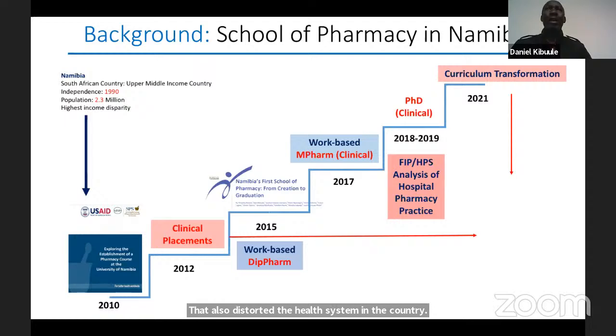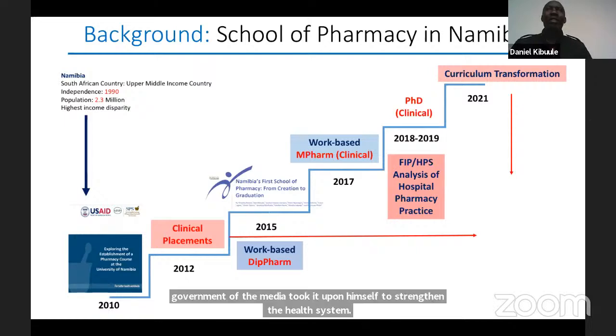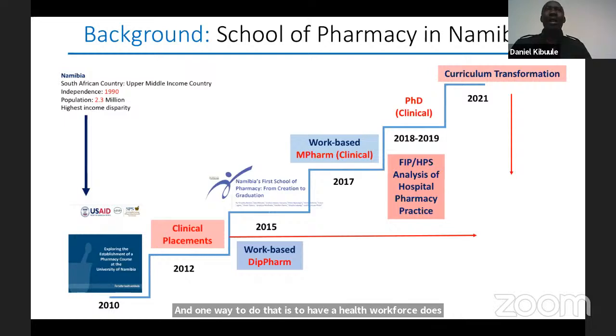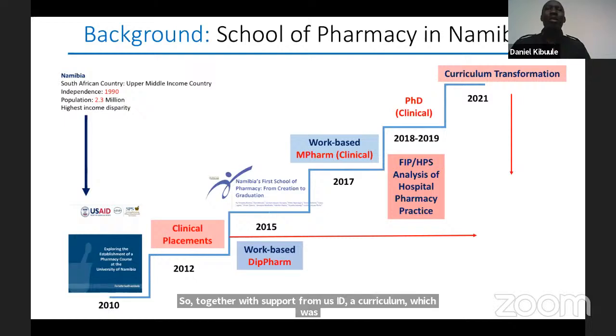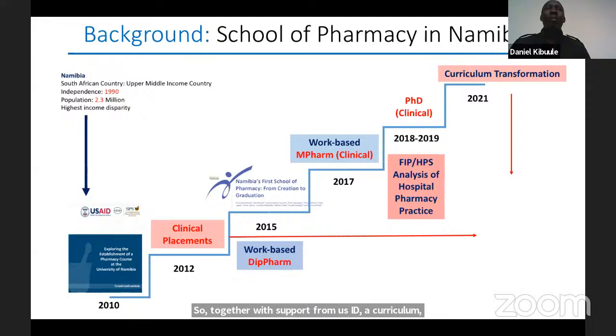Therefore, at independence, the government of Namibia took it upon itself to strengthen the health system. And one way to do that is to have a health workforce. Thus, in 2010, there was a launch of the School of Medicine, as well as there were measures to start the pharmacy course. So we are just 10 years young. Together with support from USAID, a curriculum which was based on the needs of the country was developed, and the program for a bachelor's of pharmacy was implemented in 2011.